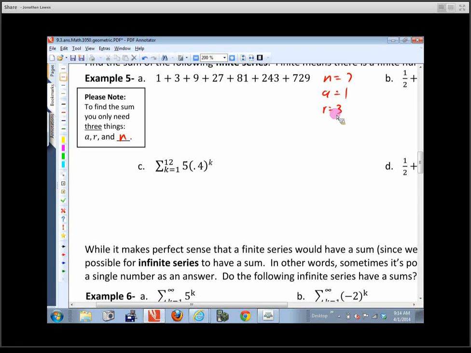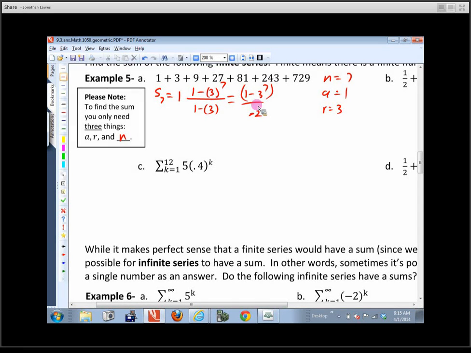So let's plug these into the formula. The sum of the first 7 terms is going to be the first term, 1, and then we're going to multiply that by a fraction. It's 1 minus the common ratio raised to the 7th over 1 minus whatever the common ratio is. So on this problem, the only other thing that we have to plug in is a 3. So we'll put a 3 right there and right there. So the numerator is 1 minus 3 to the 7th, and the denominator is negative 2. That's it.